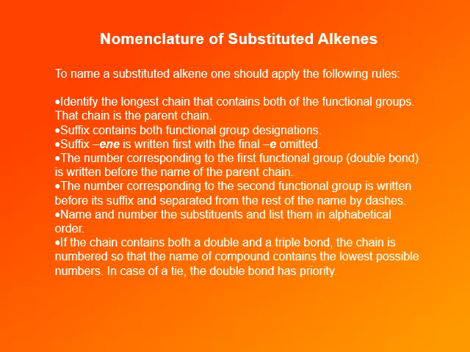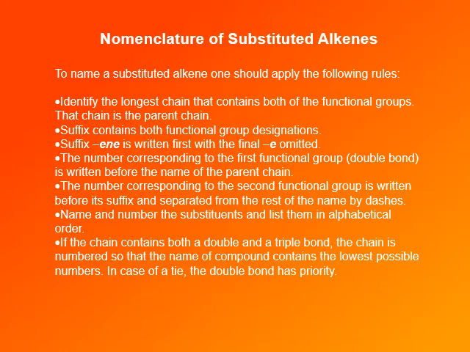Now that you know how to name dienes, we can go on to more complex compounds, and those would be any substituted alkenes, not just dienes. To name any substituted alkene, you should follow this set of rules. First, identify the longest chain that contains both of the functional groups, the alkene group and another functional group. Such a chain would be the parent chain.